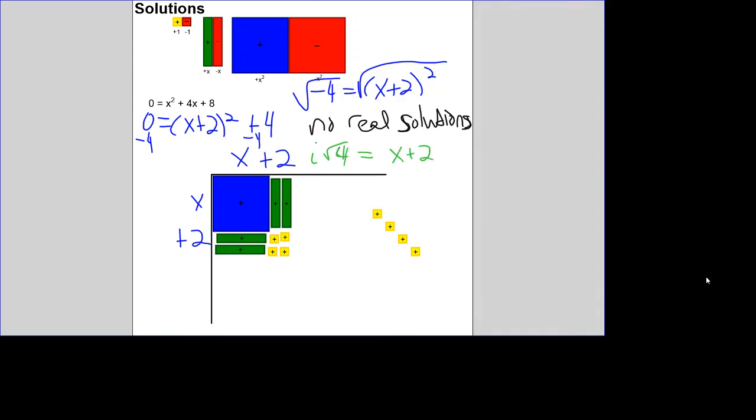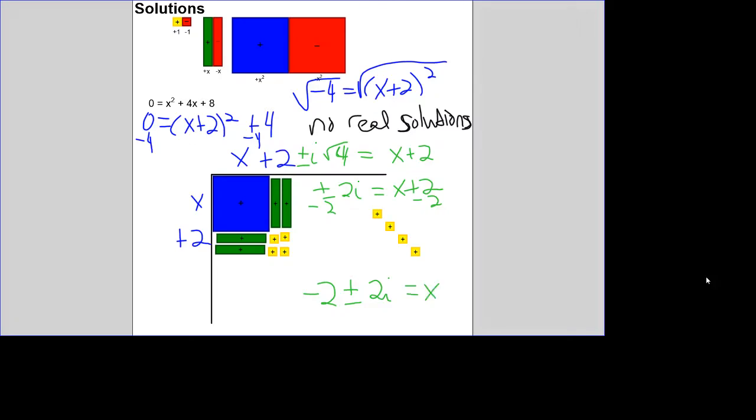Well, now that we have the i taken care of, we can actually do the math here. The square root of 4, remember, is 2. So we have plus or minus 2i equals x plus 2. Our last step here would be to subtract 2 on both sides. And so our solution here would be negative 2 plus or minus 2i equals x.